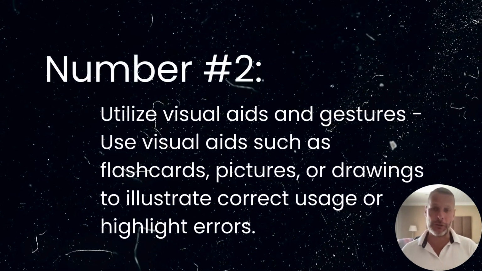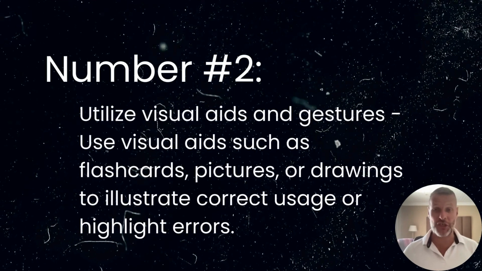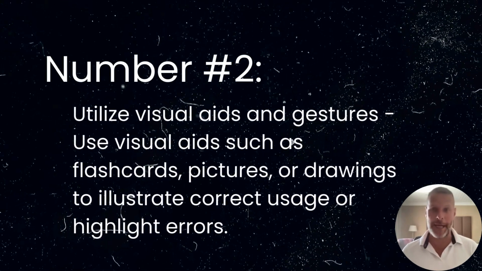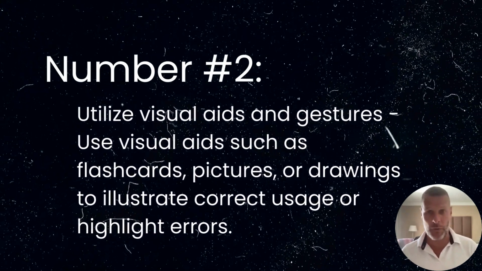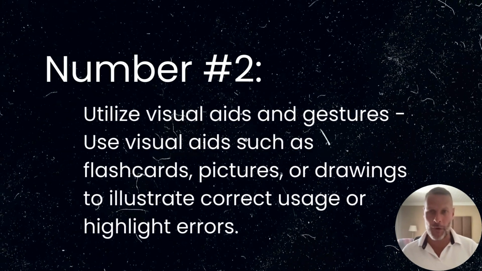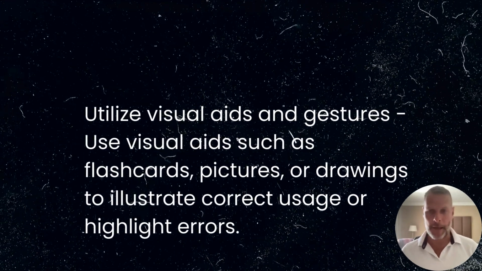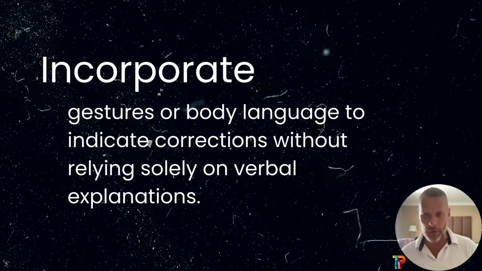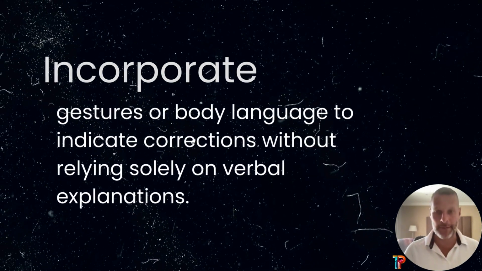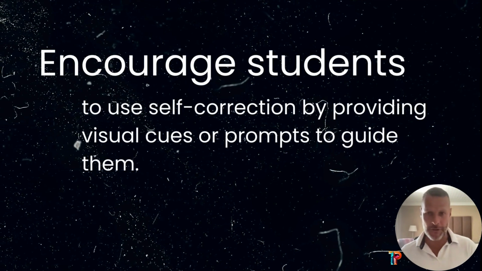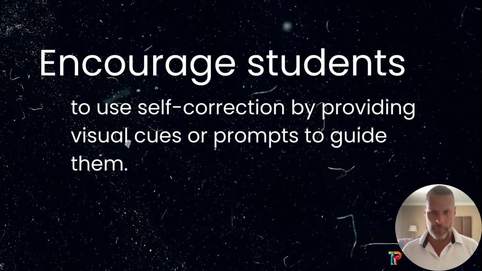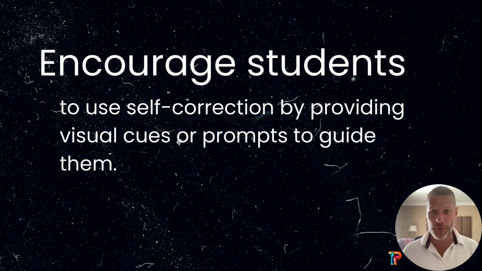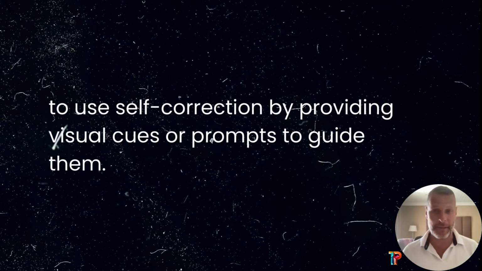Two, utilize visual aids and gestures. Use visual aids such as flashcards, pictures, or drawings to illustrate correct usage or highlight errors. Incorporate gestures or body language to indicate corrections without relying solely on verbal explanations. Encourage students to use self-correction by providing visual cues or prompts to guide them.